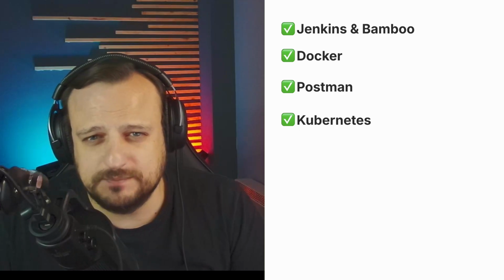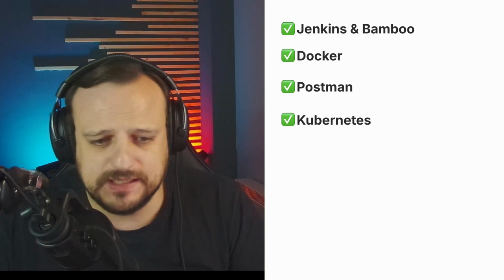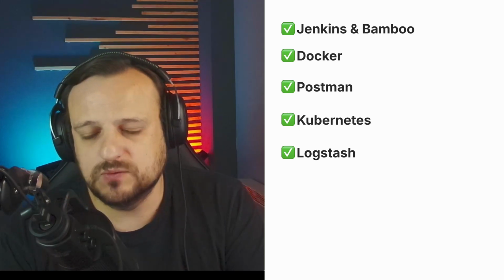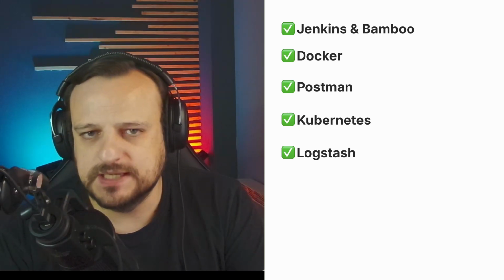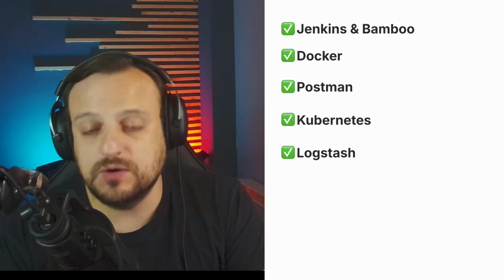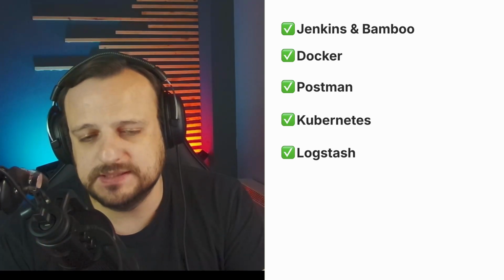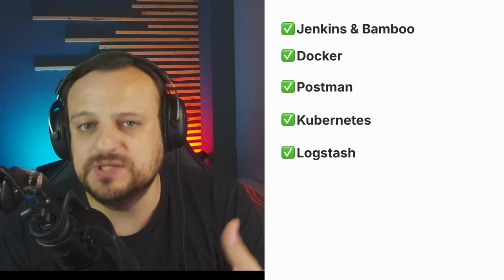Some examples of these tools that you might want to look at are Jenkins and Bamboo for deployment automation, Docker for containerization, obviously, Postman for API testing or definition, and Kubernetes for container management is also a great idea. Using, for example, Logstash for centralizing logs, which in the case of microservices, trying to understand where each microservice is storing the logs and what information is there is going to be really a problem that you need to solve.